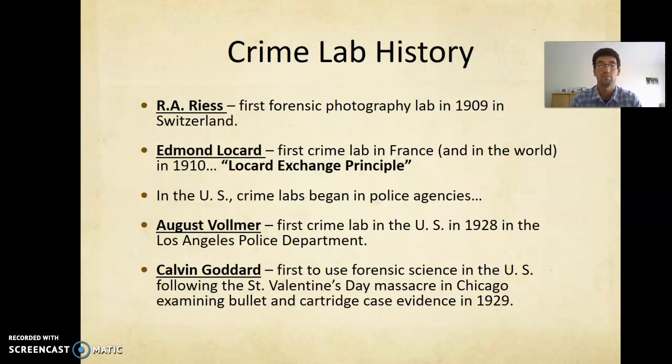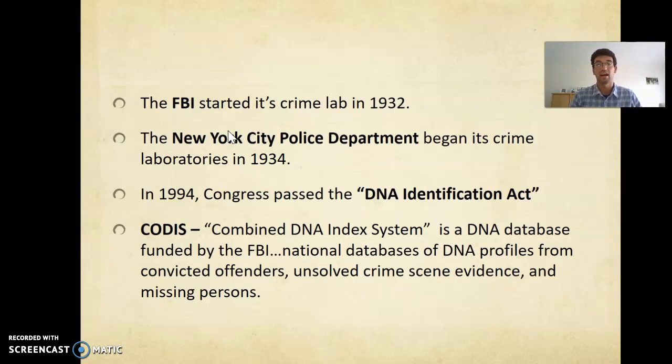In the U.S., crime labs began as police agencies. August Vollmer was the first crime lab in the U.S. in 1928 in the Los Angeles Police Department, and Calvin Goddard was the first to use forensic science in the U.S. following the St. Valentine's Day massacre in Chicago by examining bullet and cartridge case evidence in 1929. A little bit more, the FBI, again, that owns the largest crime lab in the world, didn't even start until 1932. It's not even 100 years old yet.